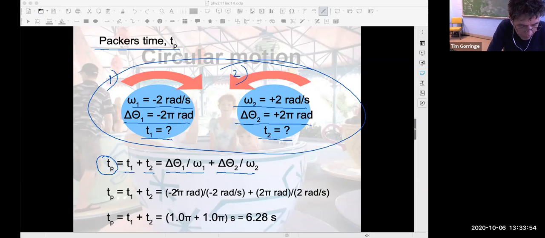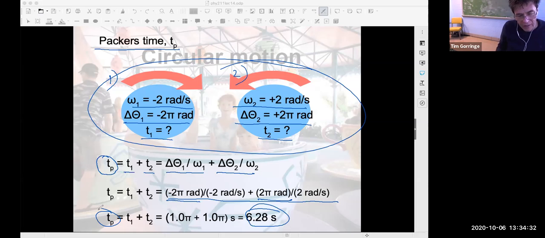And then I can just fill in the numbers I have for 1 turn clockwise at 2 radians per second speed, 1 turn counterclockwise at 2 radians per second speed. They're turning in opposite directions. Their angular velocities are in opposite directions. That's why the signs are different on the left and right here. And then if I multiply out these numbers, add together the 2 times, I get their elapsed time, 6.28 seconds.